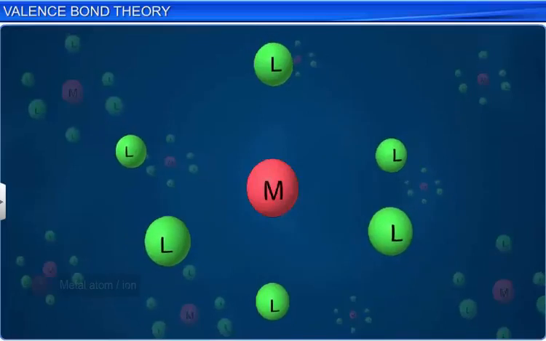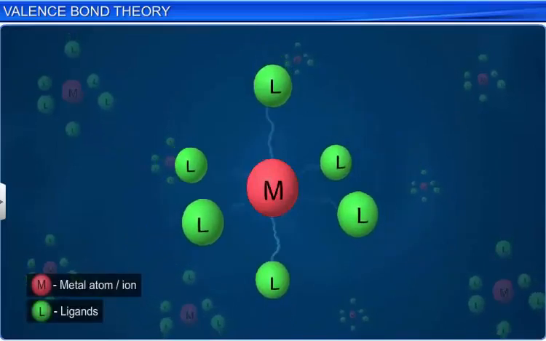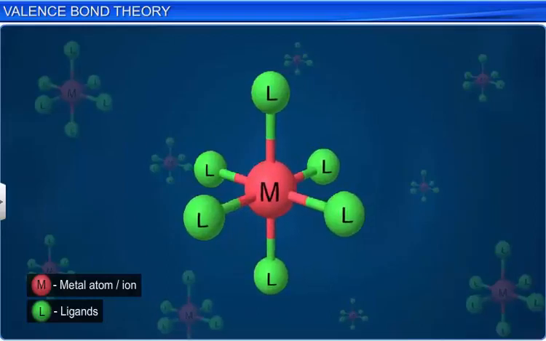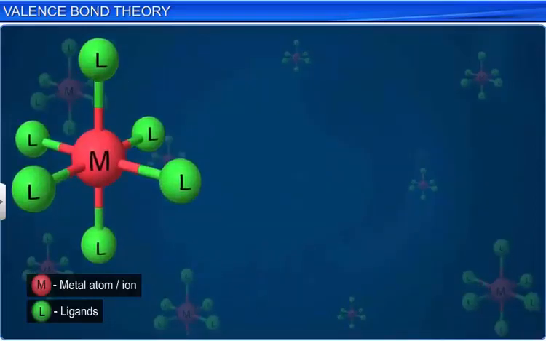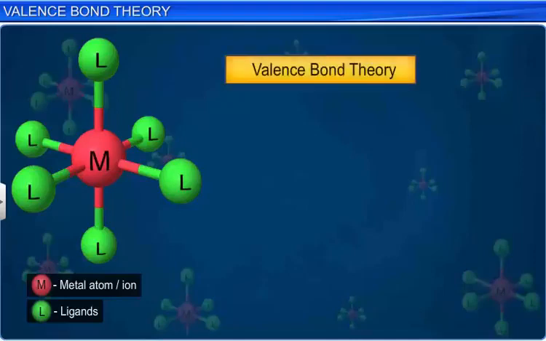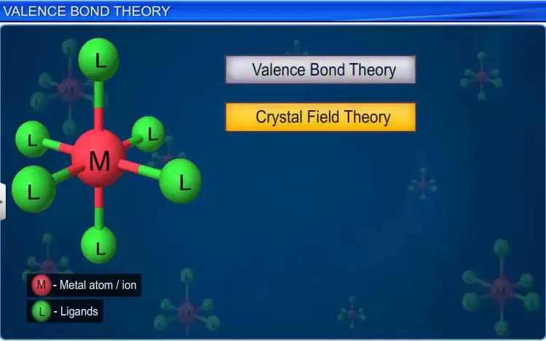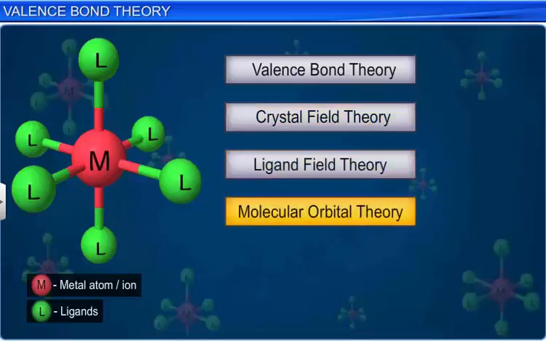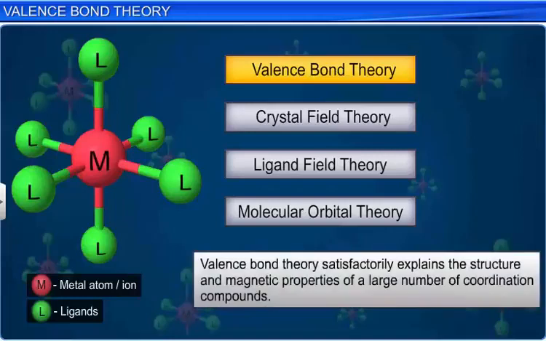To explain the metal-to-ligand bonding in complex compounds, different theories, such as the valence bond theory, crystal field theory, ligand field theory, and molecular orbital theory were proposed. Among these theories, the valence bond theory is the simplest, which satisfactorily explains the structure and magnetic properties of a large number of coordination compounds.